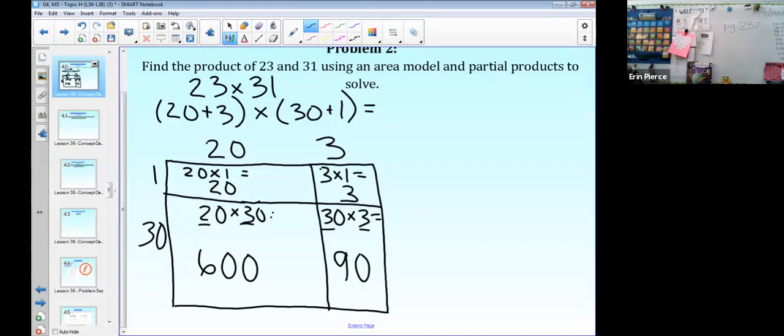Now we're going to record using partial products. So I need to write it vertically. So 23 times 31 equals. You don't have to do that whole butterfly thing I'm doing. I just do it so you can see what I'm thinking, all right? I always start with my ones and go to the left, right? Ones to ones, ones to tens, tens to ones, tens to tens, okay?